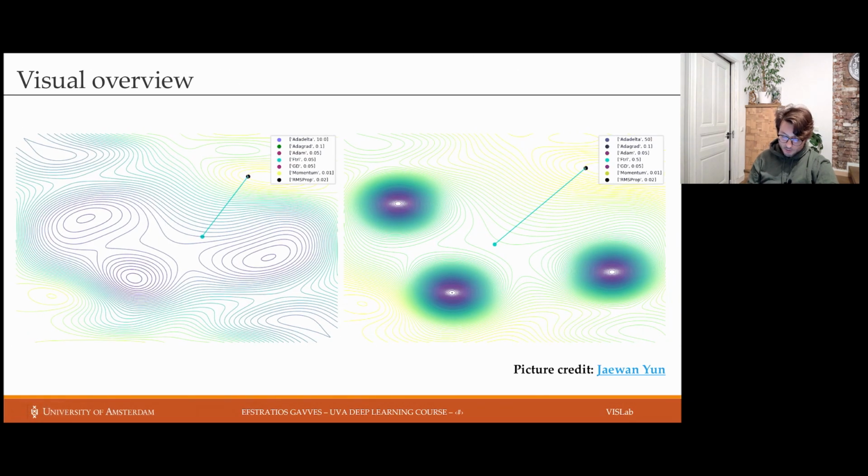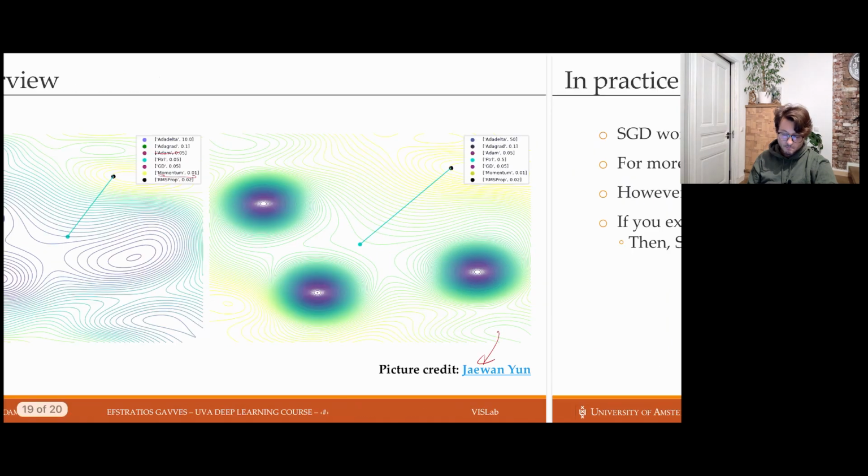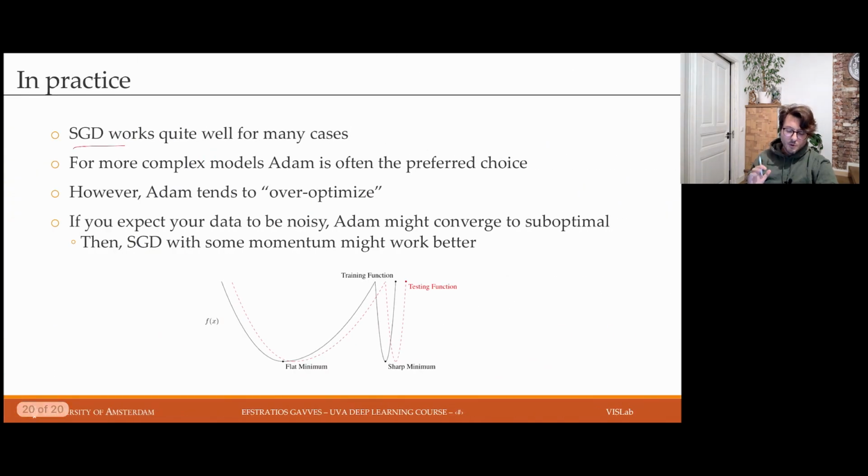Now, as a visual overview, I cannot really show it online, but if you check this link, you can compare the different optimizers, and you will see that Adam does a great job. Stochastic gradient descent also does pretty well with momentum. In practice, stochastic gradient descent works quite alright for many cases, and for more complex models, Adam is often the preferred choice because it allows for adaptive learning rates, which is quite useful.